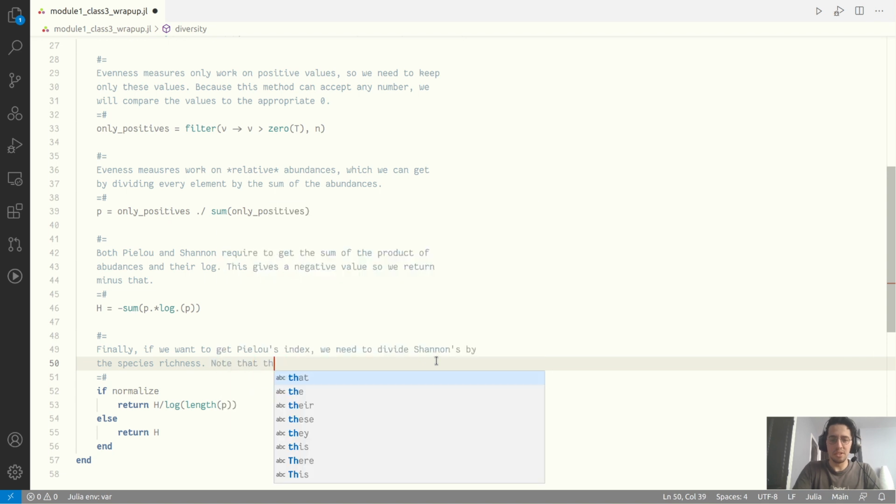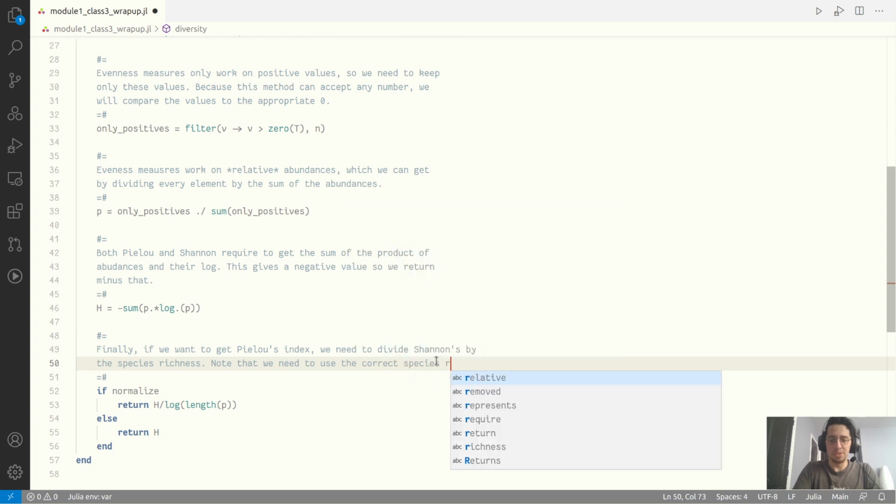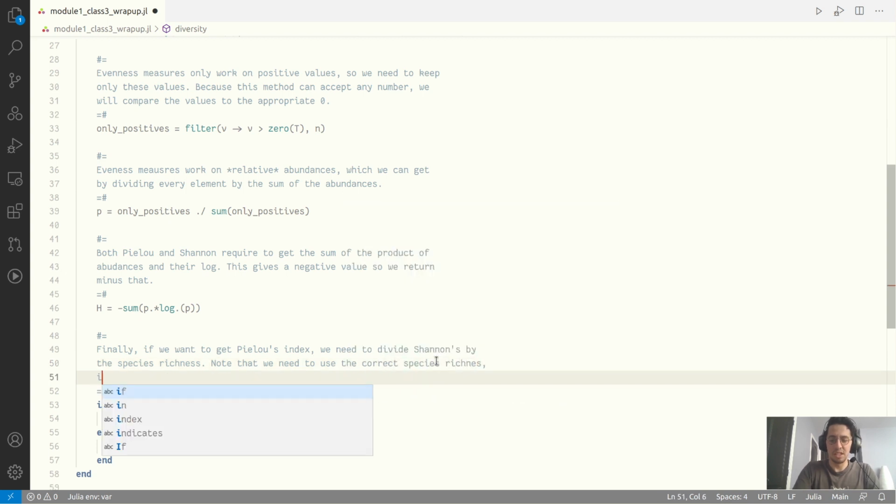And then note that we need to use the correct species richness, i.e. the number of positive abundances. Okay, so what was my point?